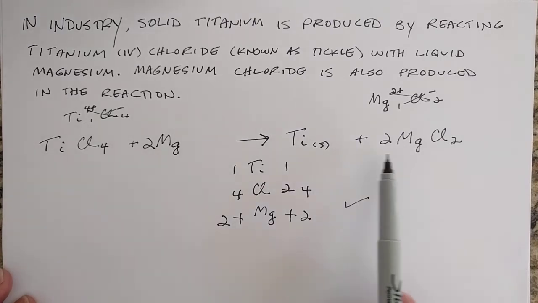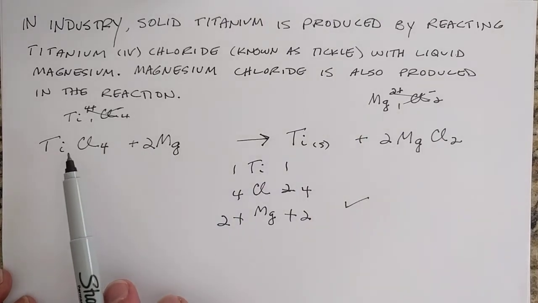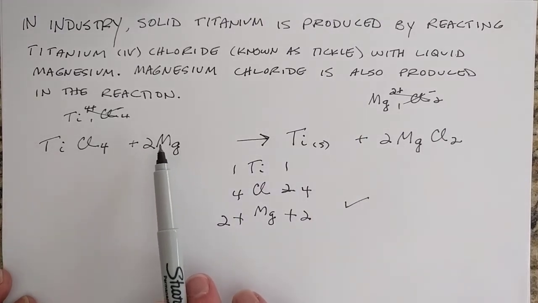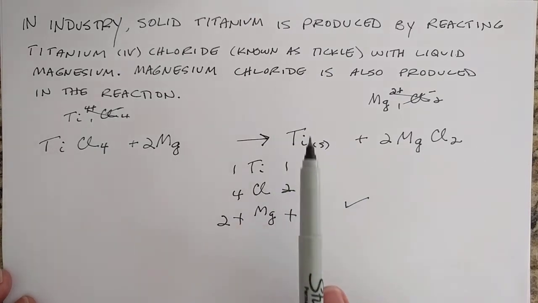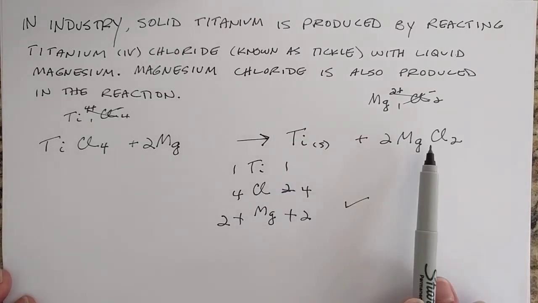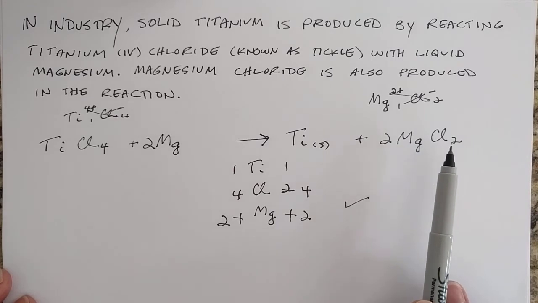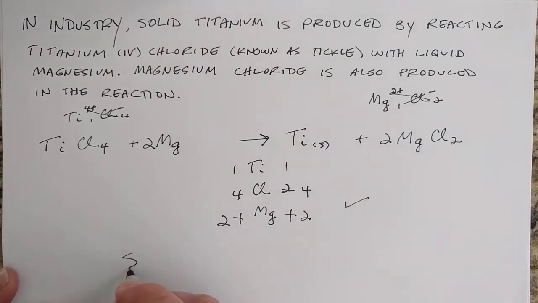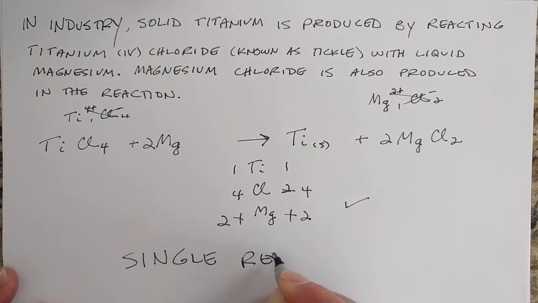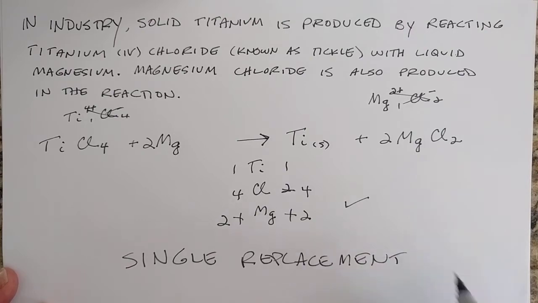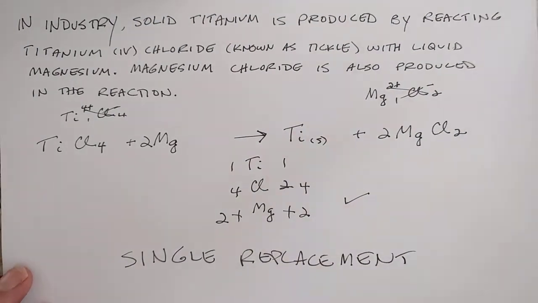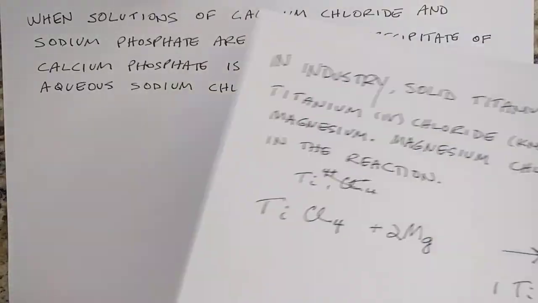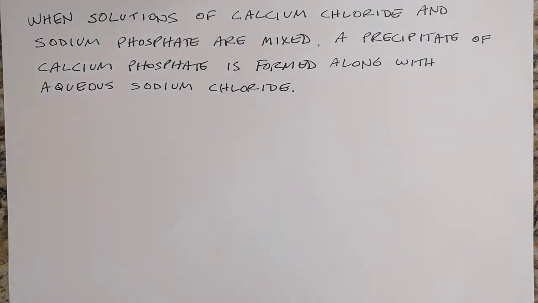And if we look at this equation, we have an element and a compound. Magnesium is booting out the titanium to get titanium by itself and then making a different compound. So this is a single replacement reaction. All right, I think that's it. Oh no, I've got one more.